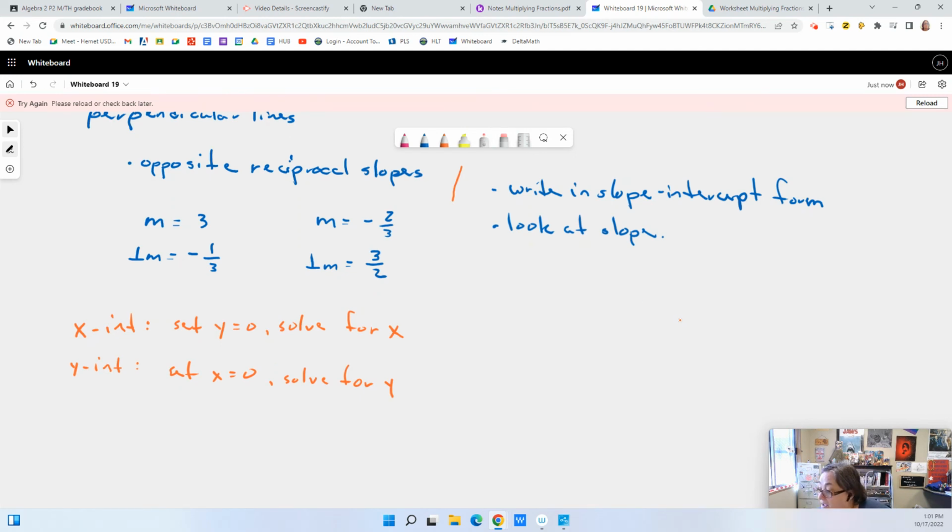So if I have Y equals 5x minus 1, and I asked you to graph this, graph using intercepts.